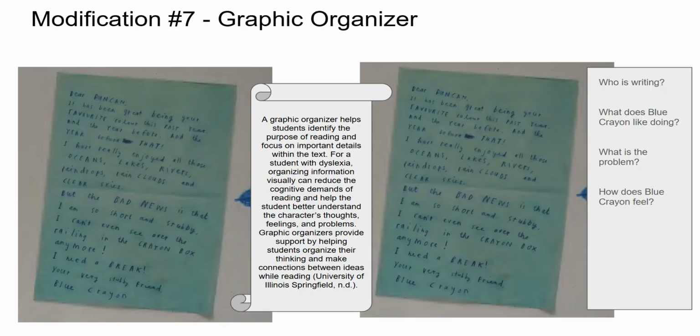Modification number 7 is to use a graphic organizer. So ask them a couple questions like who is writing, what is the blue crayon doing, what's the problem, and then how does the crayon feel. A graphic organizer helps students identify the purpose of reading, and then that can also help them to focus on the important details within the text itself.